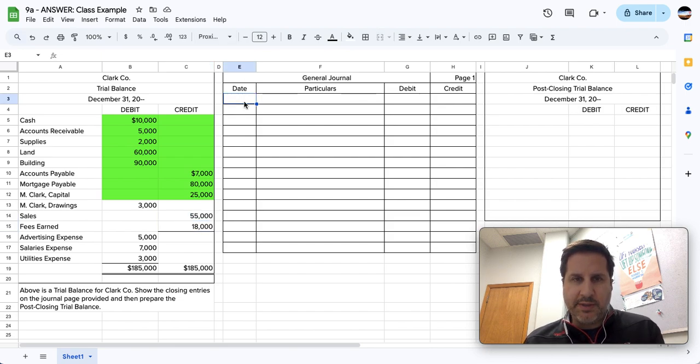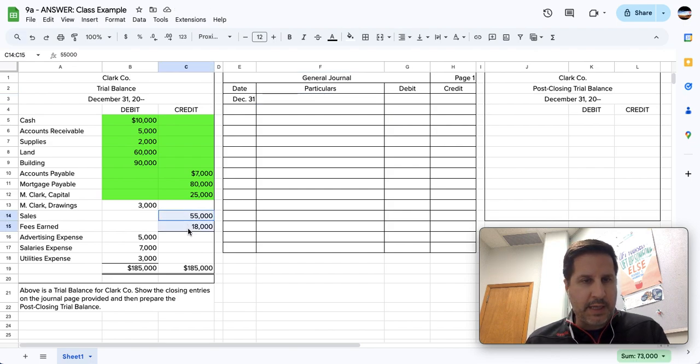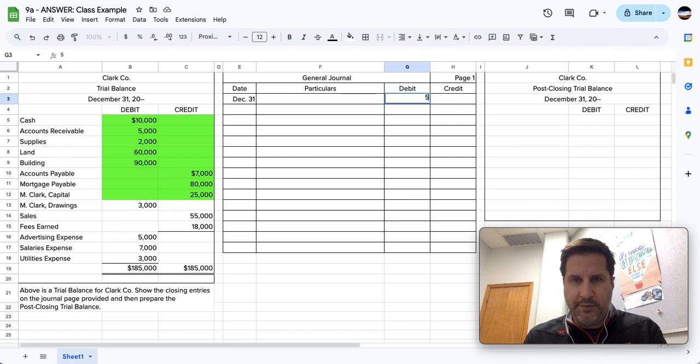So here are the 3 steps you're going to do when you're closing the books. So the date is December the 31st, and I want to look here, because even I get confused, and I've been teaching this for 20 years. So my sales and my fees earned have a credit account. So to make it a 0, I'm going to have to debit them. So I'm going to put $55,018,000 here. And I'm going to put in sales and fees earned.